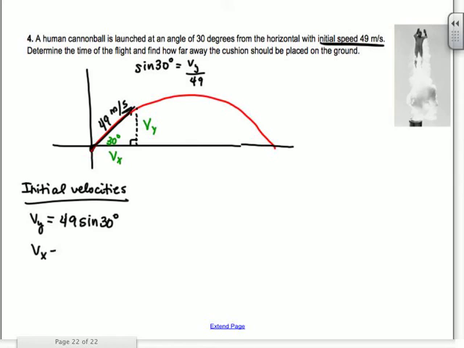All right, so that means Vx is probably going to be 49 cosine of 30, because like I said, I remember x was cosine. So if you check, cosine of 30 equals adjacent, so Vx, over hypotenuse, 49. So that's how we got that. So those are my initial velocities.